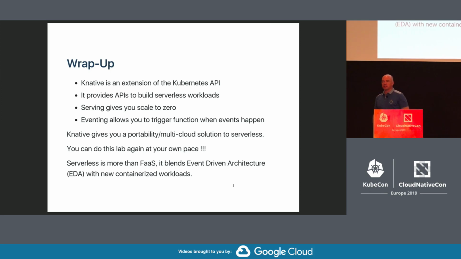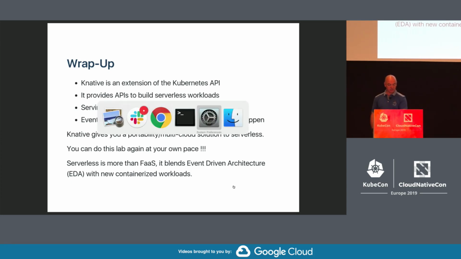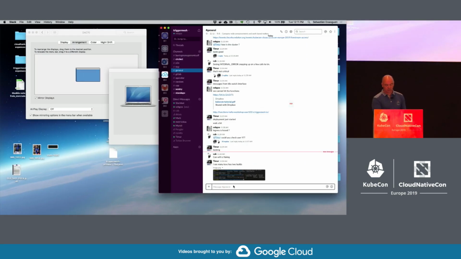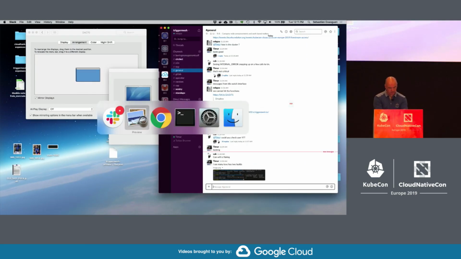So, wrap up. Knative is an extension of the Kubernetes API, which gives you some primitives so that you can start building serverless applications that look like the pipelines that I've shown you from AWS. The serving, I haven't demoed the scale to 0, but what you'll get out of the box, even with that Cloud Run application that I just deployed, is scale to 0.